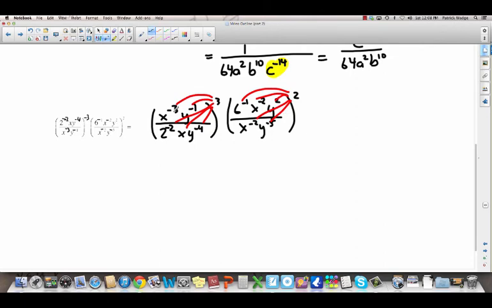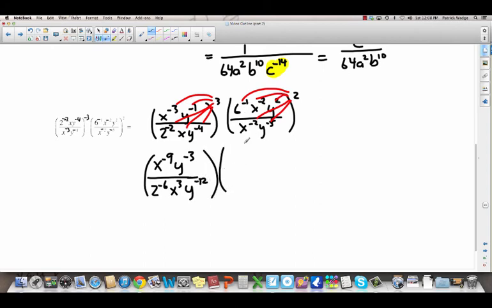So x to the negative 3 cubed, you multiply those exponents together, you get negative 9. Y to the negative 1 cubed, multiply the numbers, you get negative 3. 2 to the negative 2 cubed, you get 2 to the negative 6. X cubed and y to the negative 12 if you multiply the exponents together.